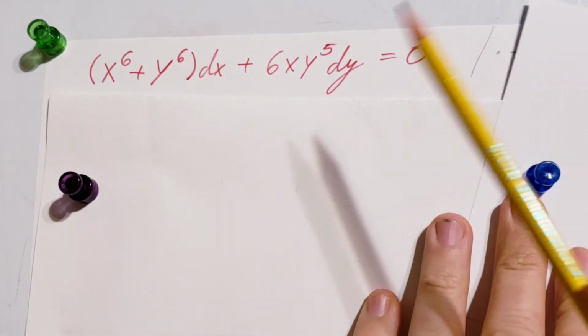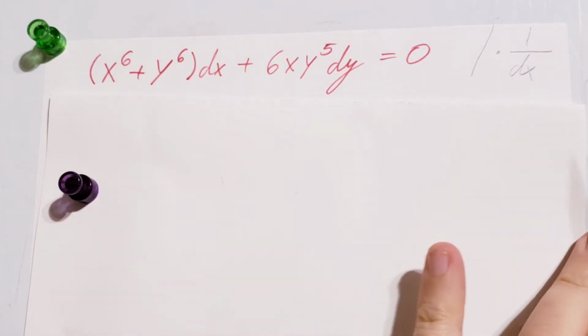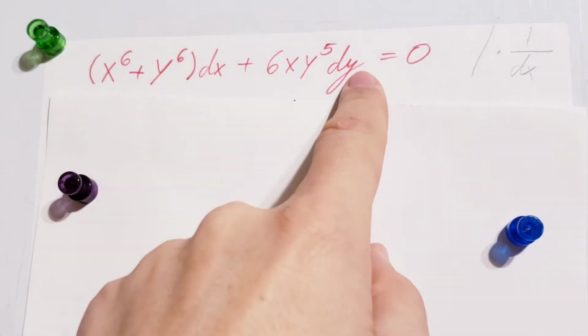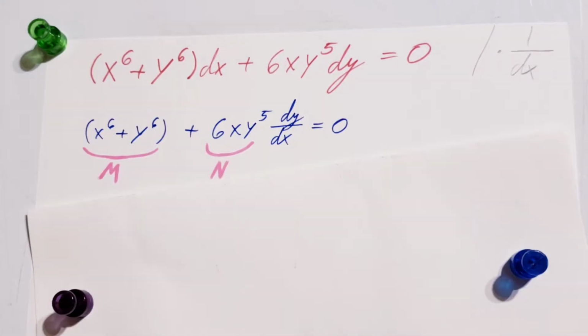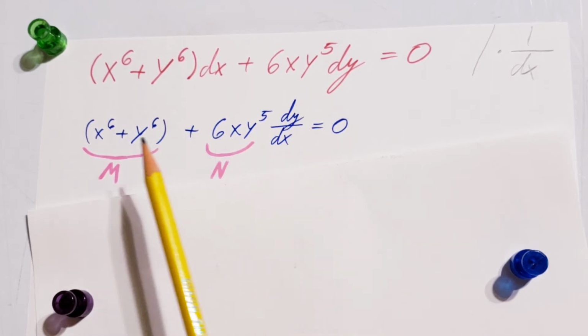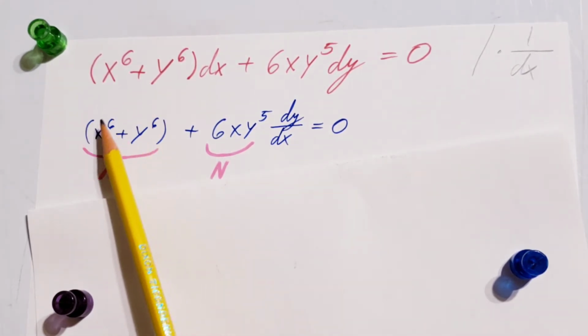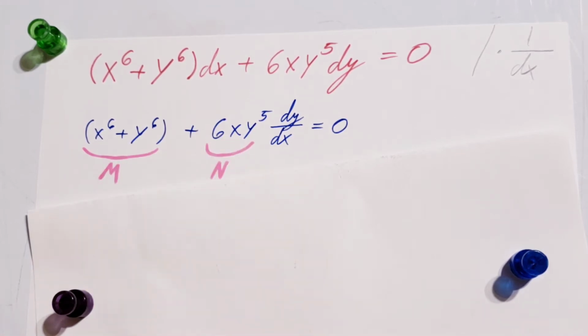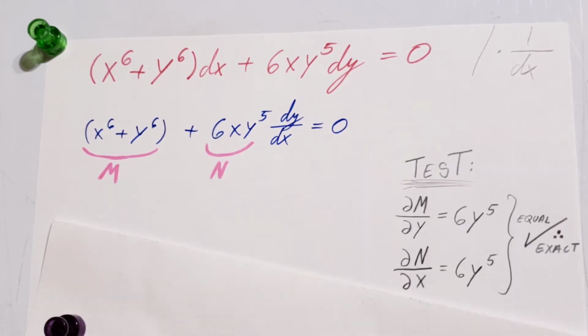First up, I'm going to multiply this equation by 1 over dx. Therefore, I'm going to get this one to come under this. Here it is. And now I can designate this as my M and this as my N part of this exact equation. Well, so far we just assume it's exact, but let's check. This test is what will tell us.